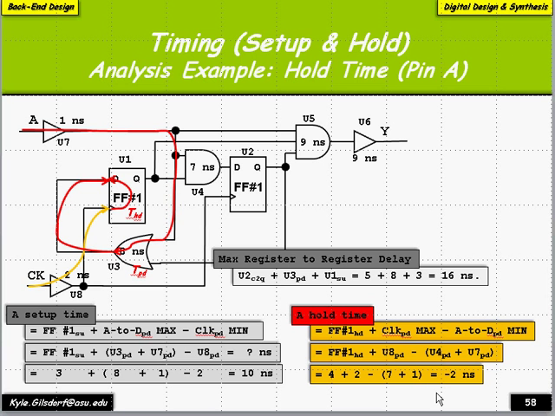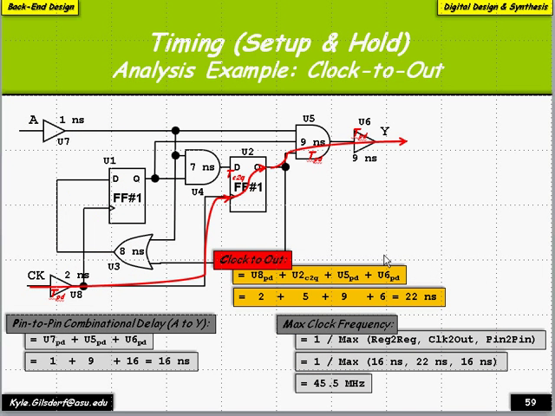So the question you should be asking yourself is, do we meet timing in this design? The answer is no, and we don't meet timing because of the hold violation. This can be fixed with a buffer. It can be fixed relatively simply. We'll not address that at the moment. So let's go ahead and continue our timing evaluation.